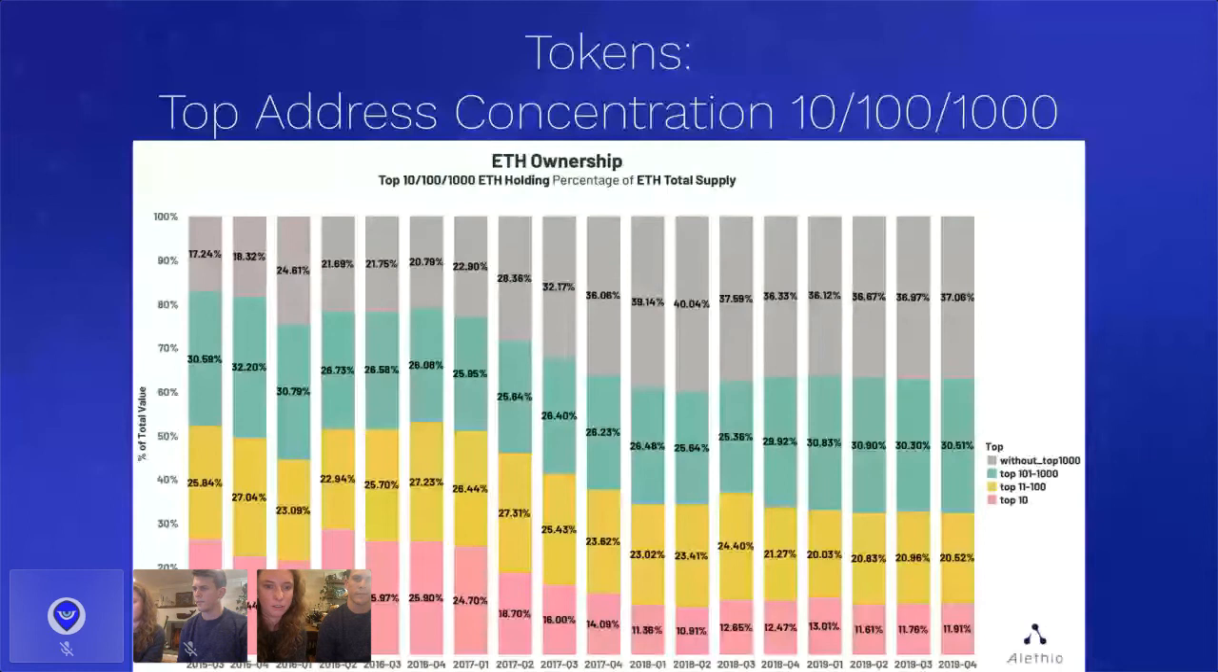Interestingly, the top 1,000 addresses have had a recent increase in their percentage ownership of the total ETH supply. Some of the larger accounts from the top 10 and top 100 have possibly been pushed down into lower tiers in recent quarters, which could account for the recent uptick in the top 1,000 accounts.